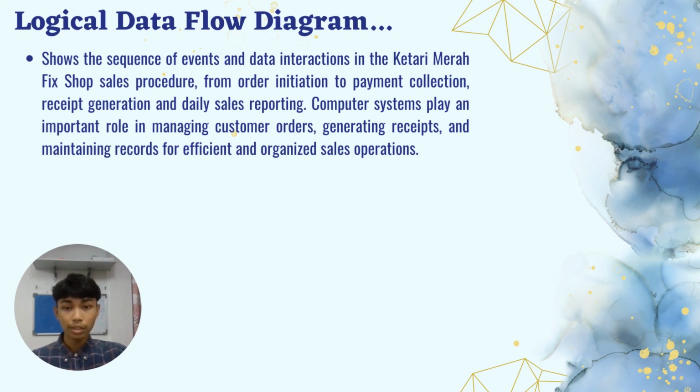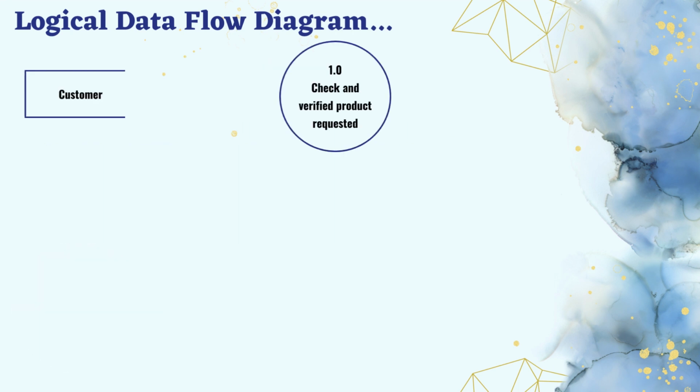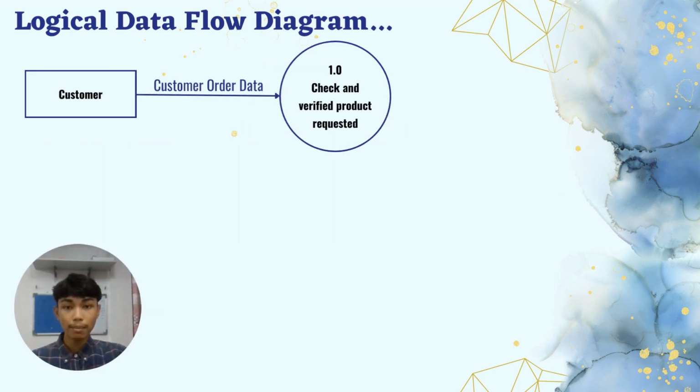For the logical data flow diagram at Kitarimera Feed Shop, it demonstrates the sequence of events and data interactions in the Kitarimera Feed Shop sales procedure, from order initiation to payment collection, receipt generation, and daily sales reporting. The computer system plays a pivotal role in managing customer orders, generating receipts, and maintaining records for efficient and organized sales operations. The logical data flow diagram at Kitarimera Feed Shop consists of four processes.